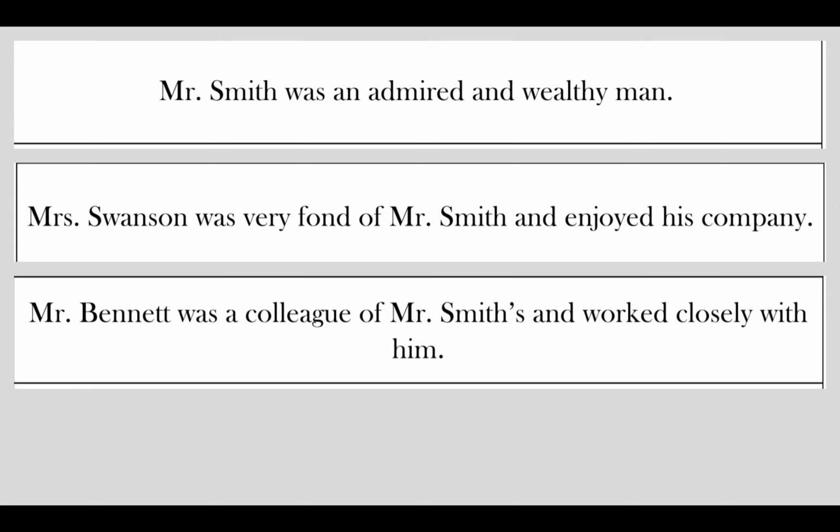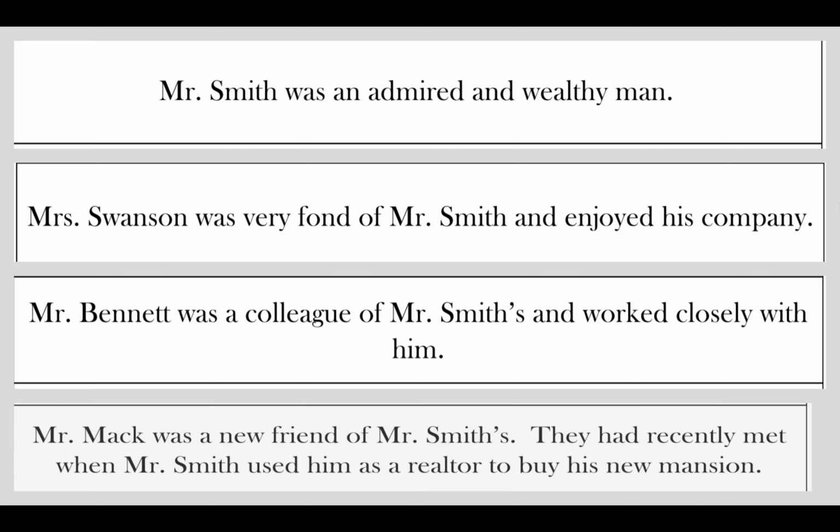working friendship. Mr. Mack was a new friend to Mr. Smith's. They had recently met when Mr. Smith used him as a realtor to buy his new mansion. So we can make an inference that Mr. Mack is a realtor because we have the clue that says Mr. Smith used him to buy his new mansion. So that's his job, his profession, for Mr. Mack. That's how they met.